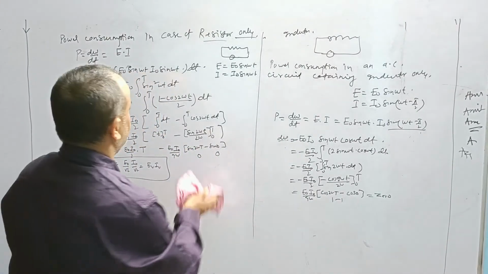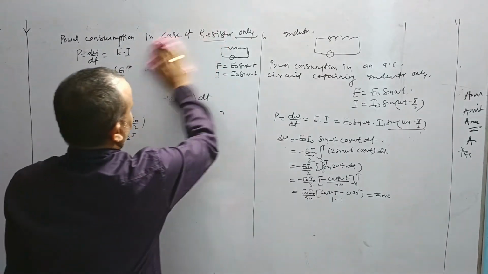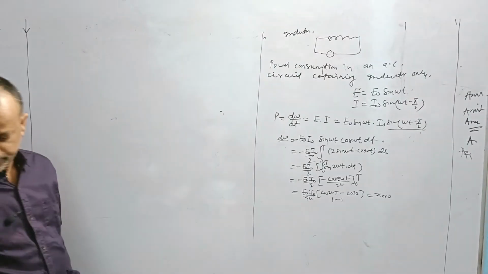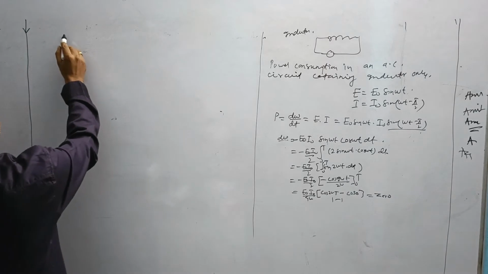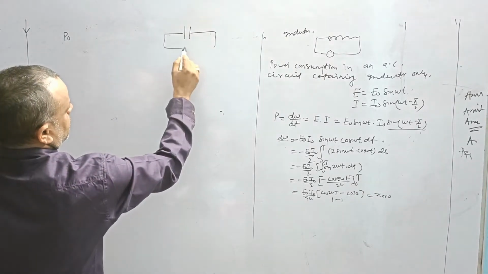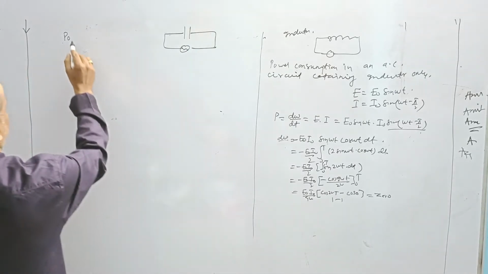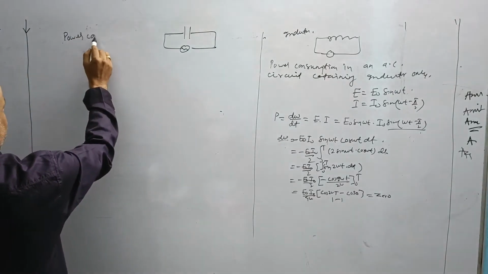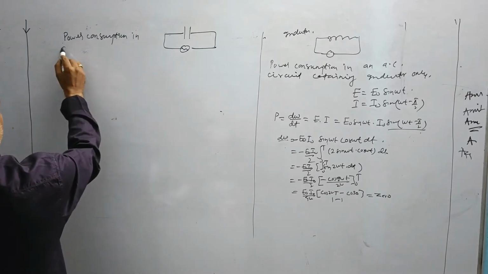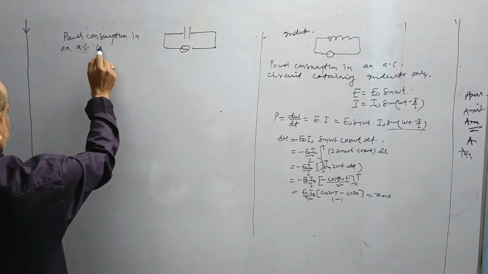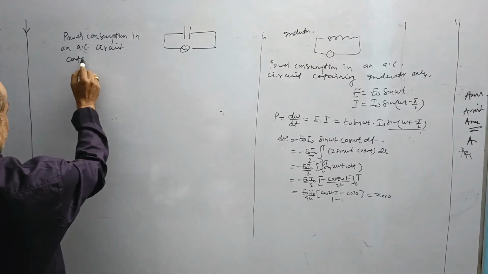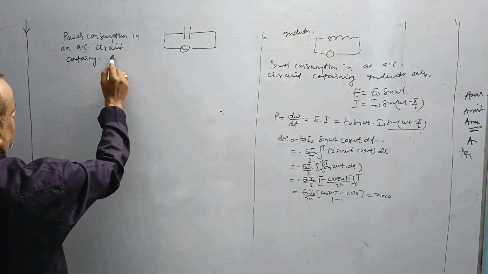Now we go for power consumption in the case of capacitor only. This is a capacitor. It's connected to AC. We'll go for power consumption in an AC circuit containing capacitor only.